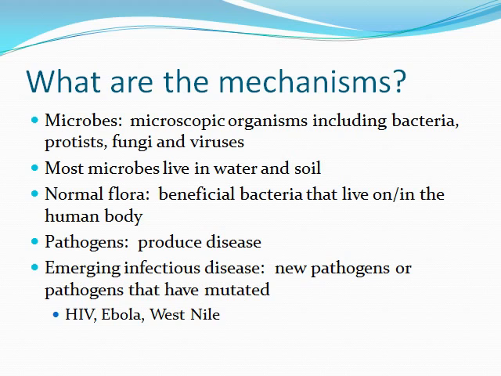Pathogens have the ability to produce disease. So they're any microbe that can produce a disease. An emerging infectious disease is a new pathogen that has not been discovered previously, or more likely is a pathogen that has mutated. Mutated just means to change. And when pathogens change, they change so that they can resist treatment. For example, they can resist antibiotics.